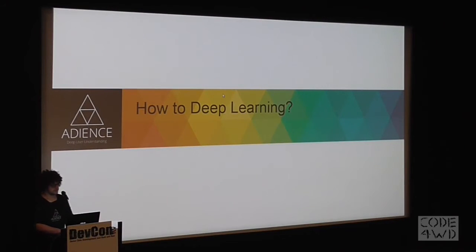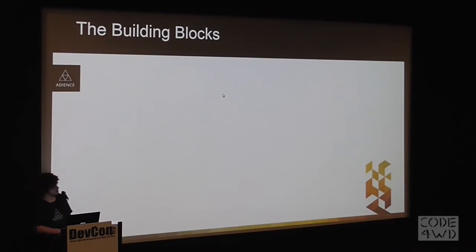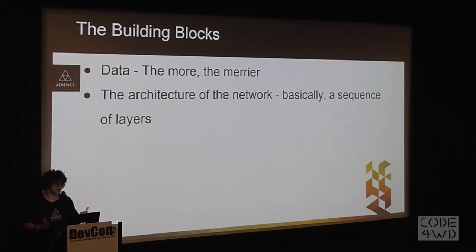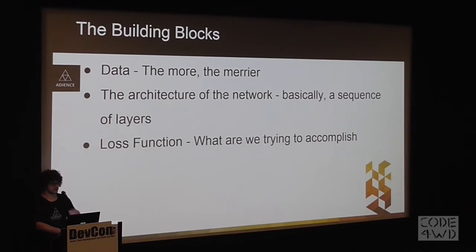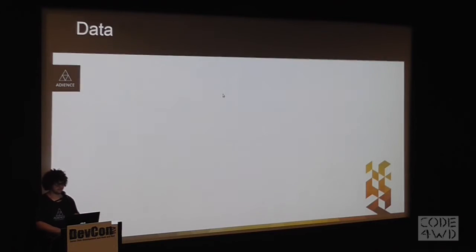Okay, now the fun part. How to deep learn. There are the main building blocks. First, you need data. The more, the better. Then, you need to define the architecture of the network, basically just a simple sequence of layers. You'll need to define what you're trying to accomplish, what the net needs to learn, like what is the error function. And now we'll discuss each one.